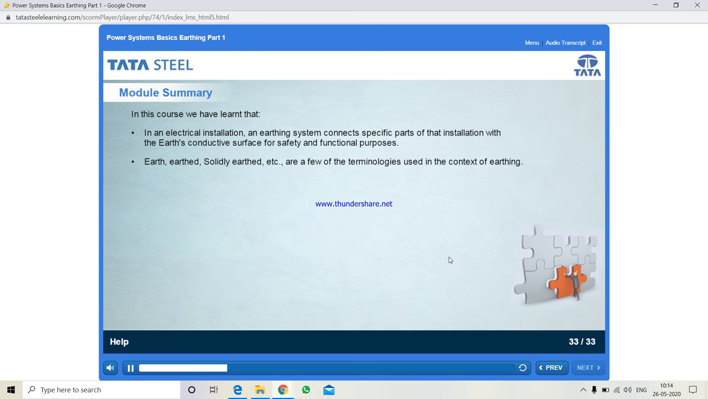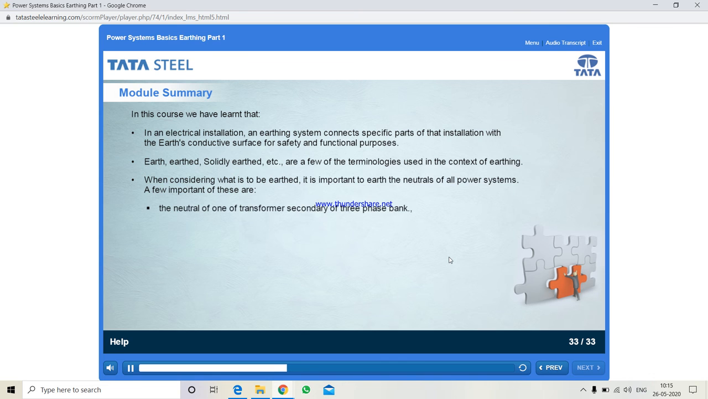Earth, earthed, solidly earthed, etc. are a few of the terminologies used in the context of earthing. When considering what is to be earthed, it is important to earth the neutrals of all power systems. A few important ones of these are the neutral of a one-off transformer secondary or three-phase bank, the neutral of a three-phase four-wire system, and the middle conductor of a two-phase three-wire system.